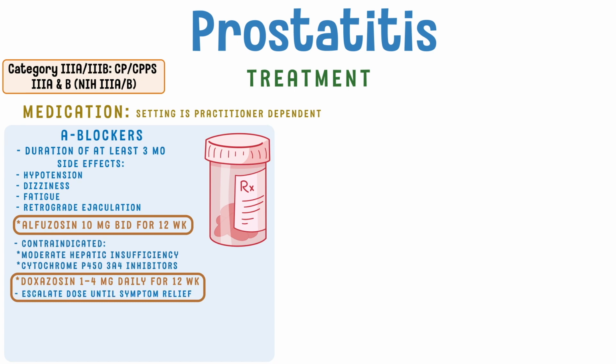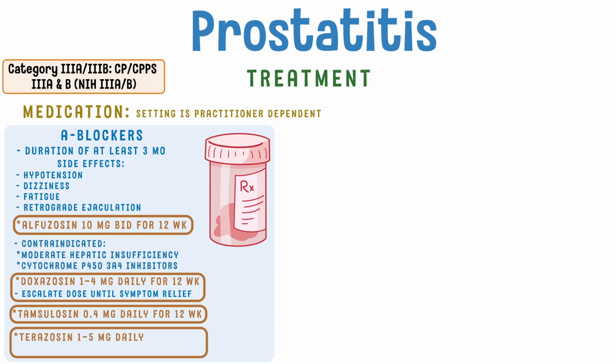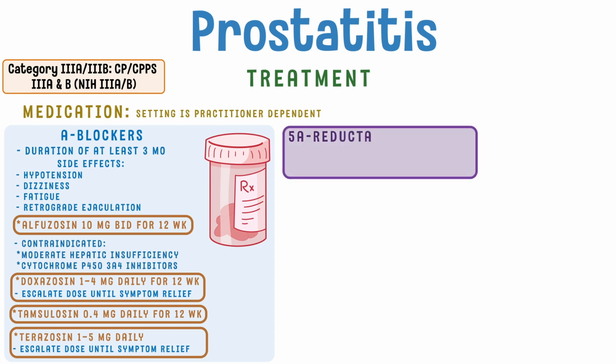Doxazosin 1 to 4 mg daily for 12 weeks. Escalate dose until symptom relief is obtained. Tamsulosin 0.4 mg daily for 12 weeks. Terazosin 1 to 5 mg daily. Escalate dose until symptom relief is obtained. 5-alpha reductase inhibitors usually use finasteride 5 mg daily or dutasteride 0.5 mg daily.